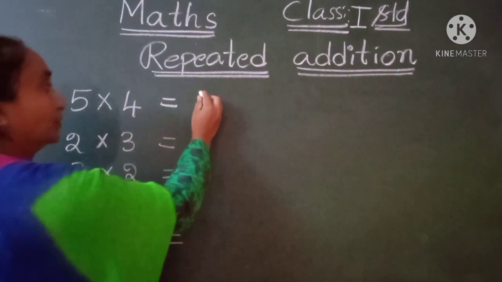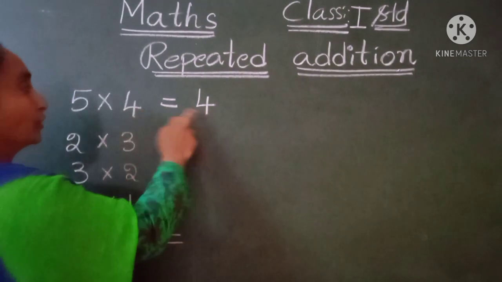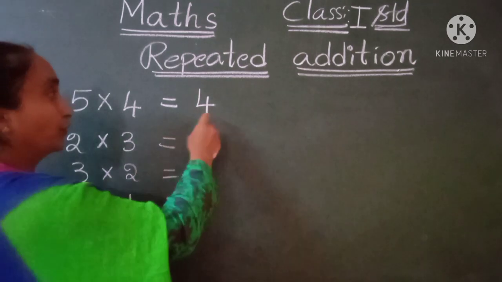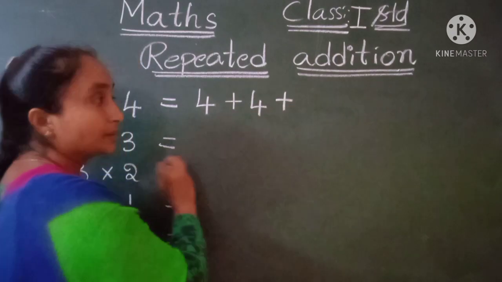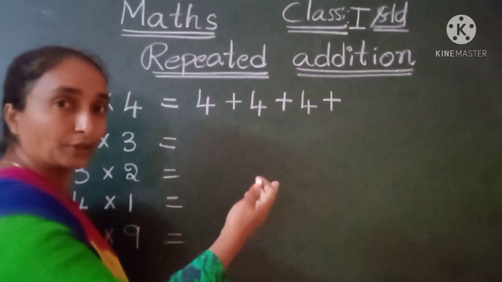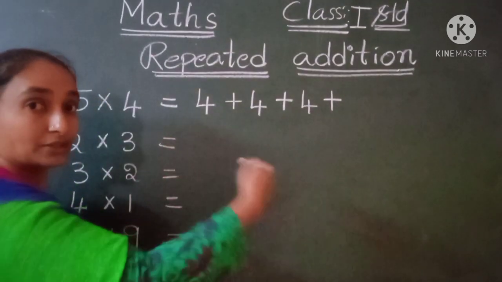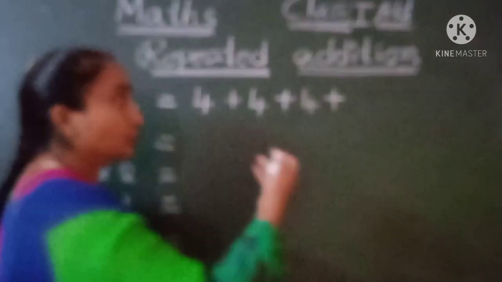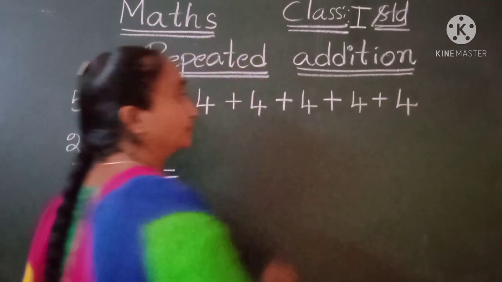So here we will start with the 4. We should not write the 5 there. So 4, the second number 4. That means in each group there are 4. So 4 plus 4 plus 4 plus, repeatedly we are doing. How many times do we have to repeat? 5 times we have to repeat. 1, 2, 3. 3 times only we have done. Still 2 more. So 4 plus 4.